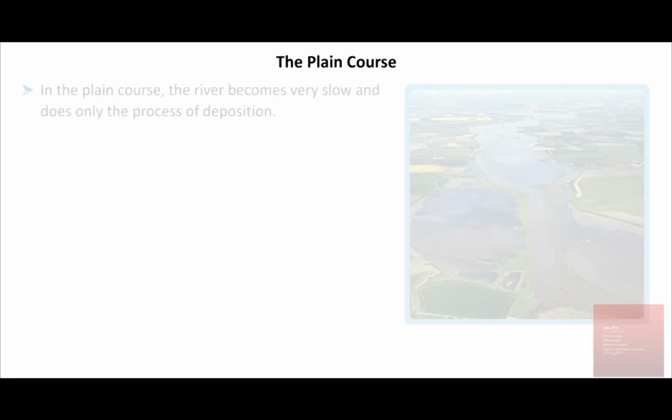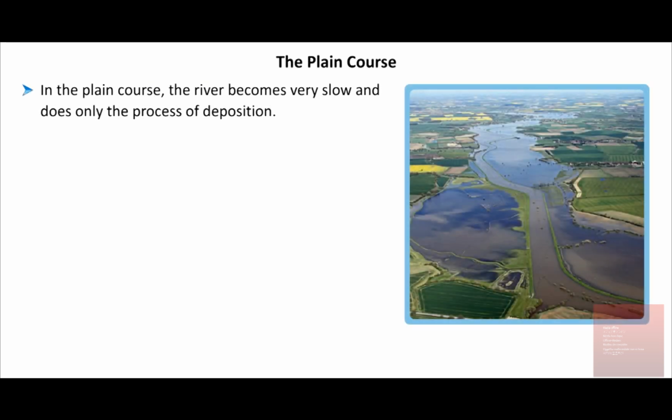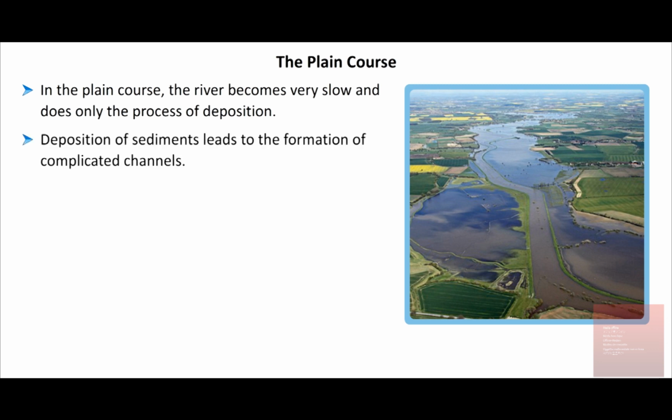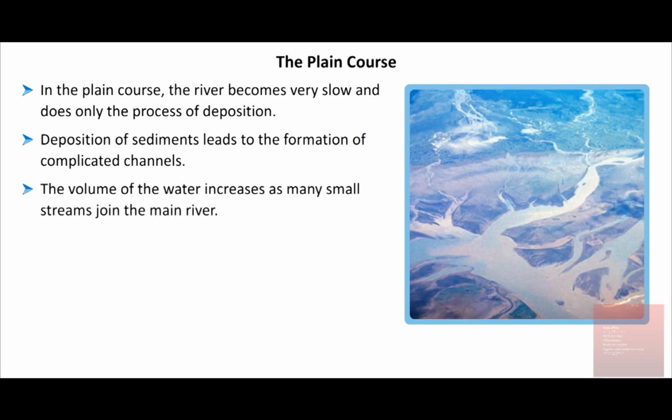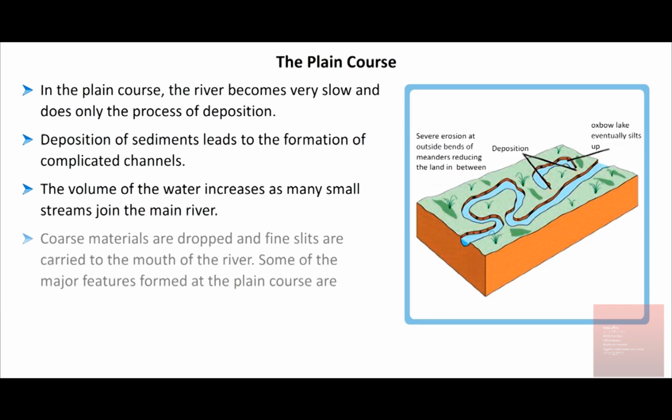The plain course. In the plain course, the river becomes very slow and does only the process of deposition. Deposition of sediments leads to the formation of complicated channels. The volume of the water increases as many small streams join the main river. Coarse materials are dropped and fine silts are carried to the mouth of the river. Some of the major features formed at the plain course are floodplains, oxbow lake, and delta.